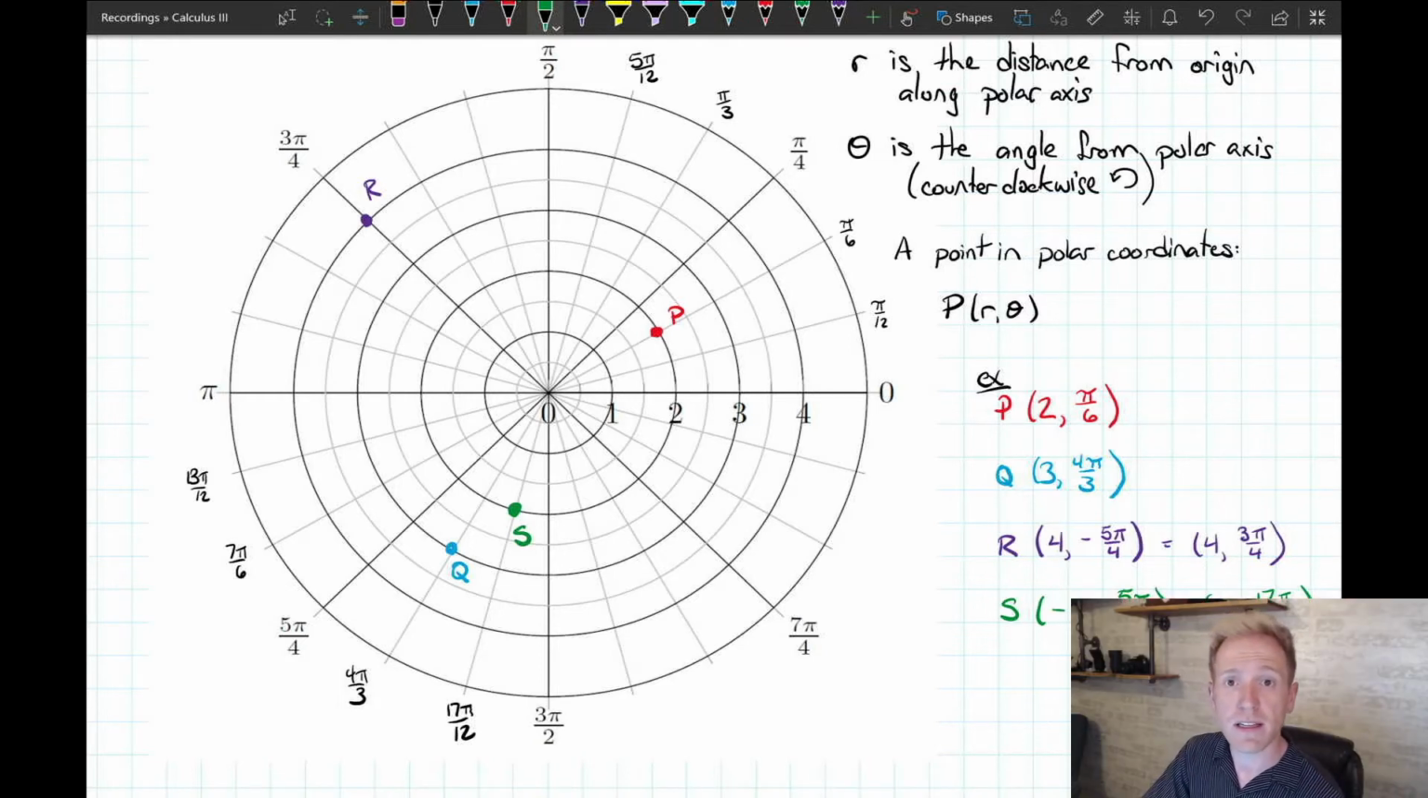Now I should mention that it does get a little bit confusing if r is equal to 0. That would be the origin, in which case theta can be anything, and that would still be the origin. There's no direction for that one point. So they can get some peculiar behavior at the origin.